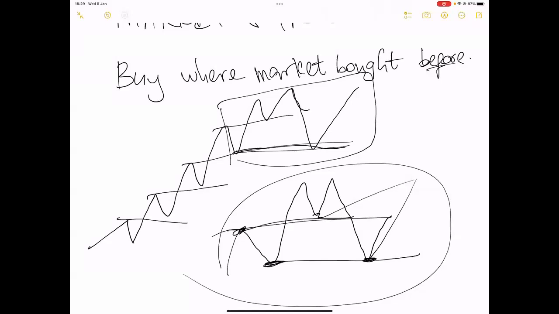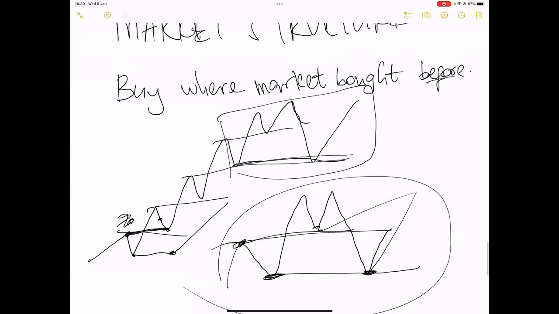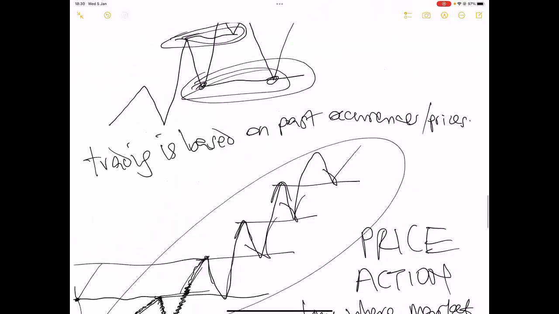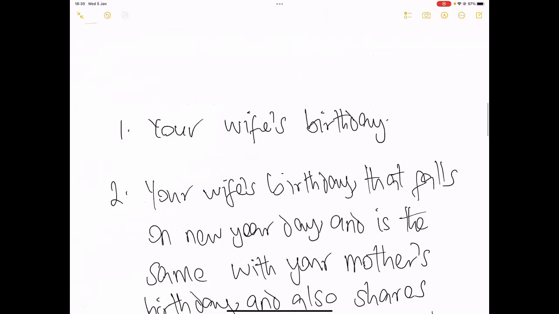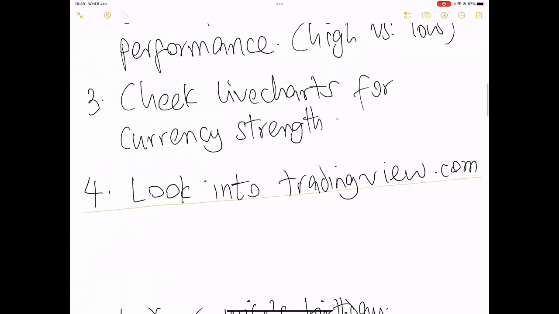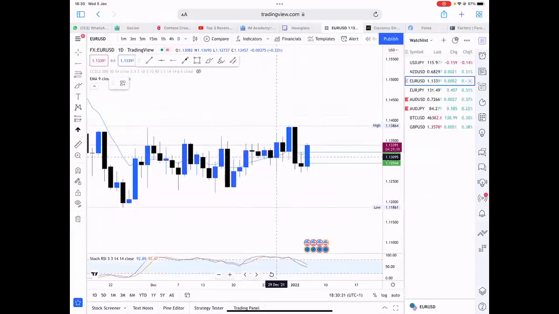So why do we not buy here? Because we don't see any area of value around here. There was an area of value here, so we bought here because it correlates. Or here, because it also correlates. There must be an area of value. All right? There must be an area of what? An area of value. Must. So you look into tradingview.com.